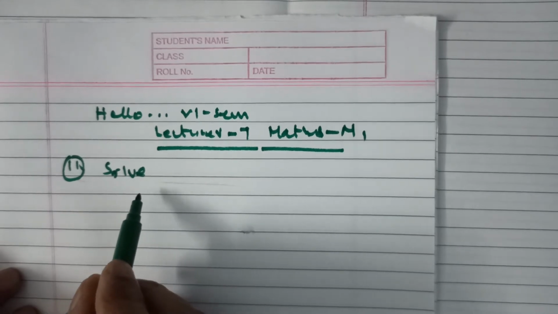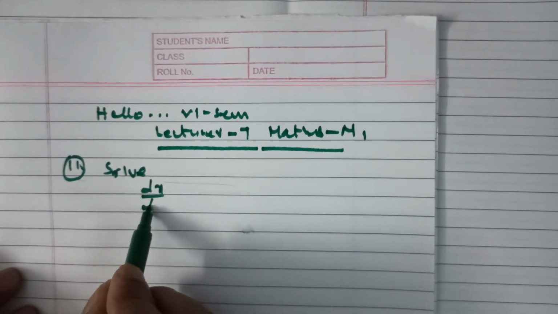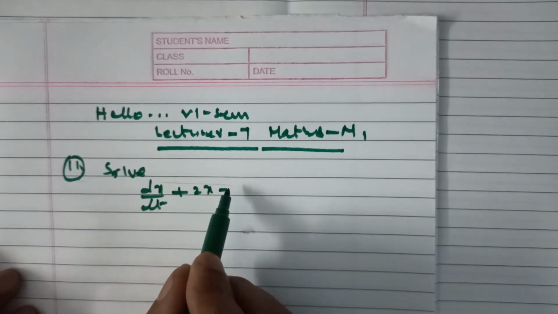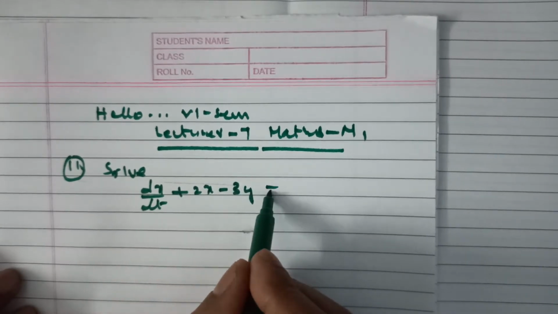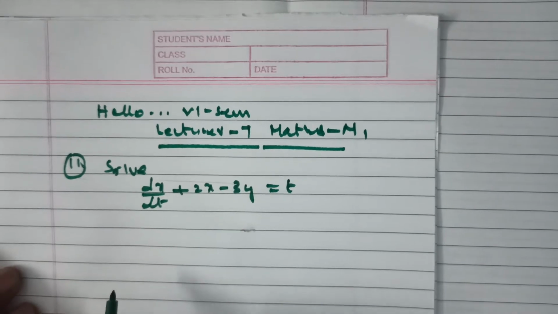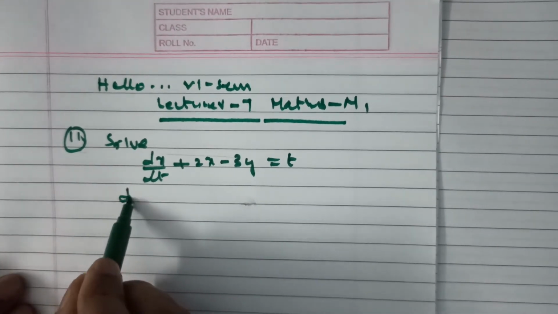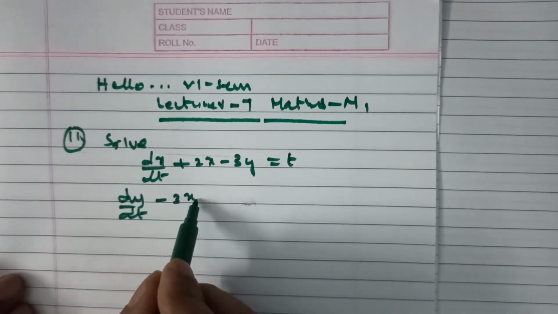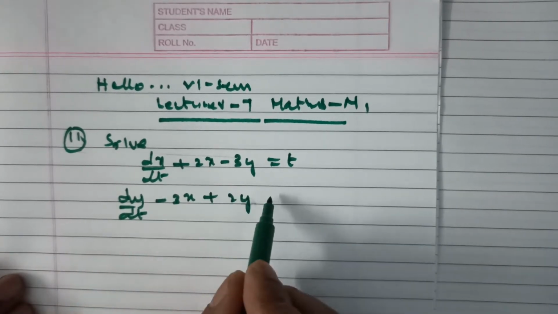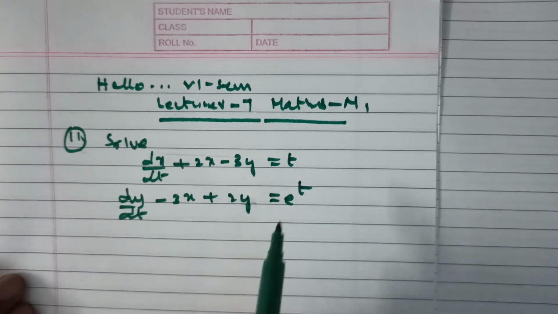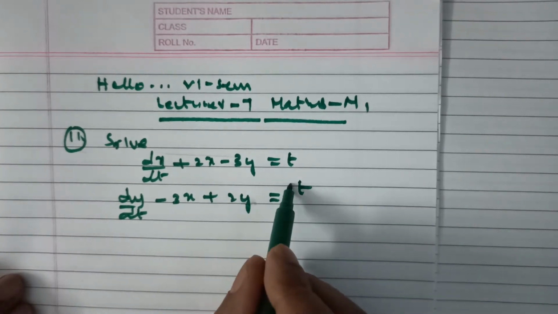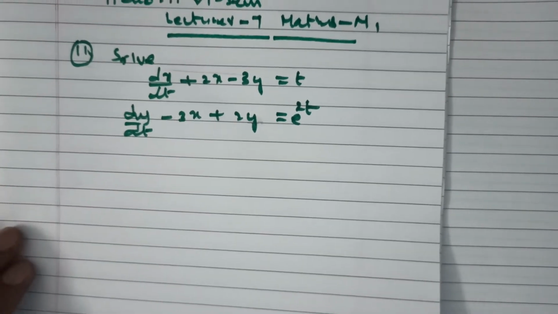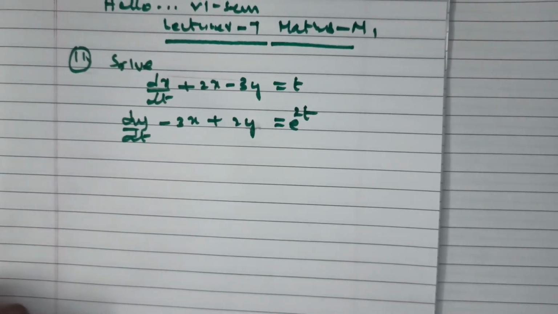dx by dt plus 2x minus 3y is equal to t. Second equation, dy by dt minus 3x plus 2y is equal to e power 2t. Solve these two differential equations.